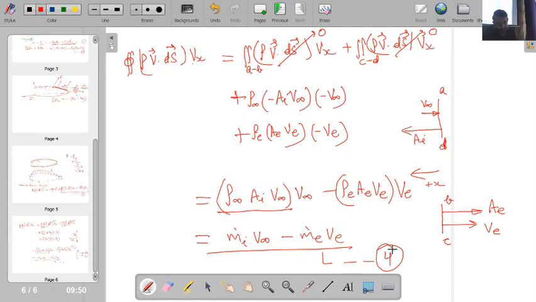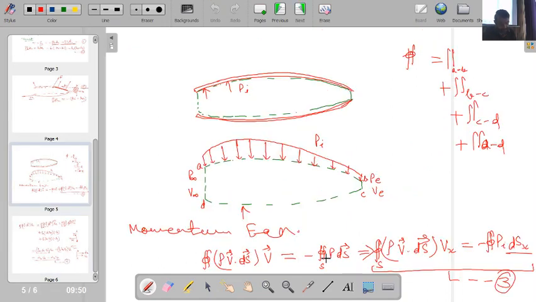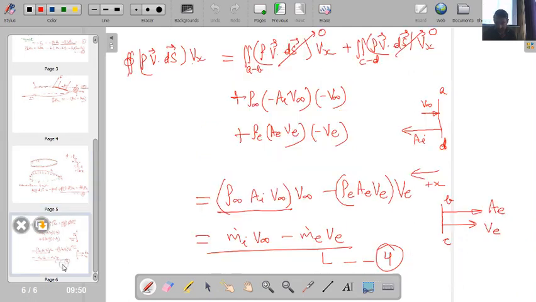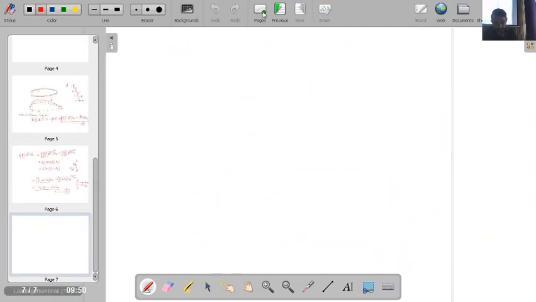Now if I substitute this in equation 3, what will I get? Before that, let's first look at the other portion. I also have to calculate the right hand side, which is the closed integral of pi into ds x. This also I have to split into 4 components, because I have 4 components over here.